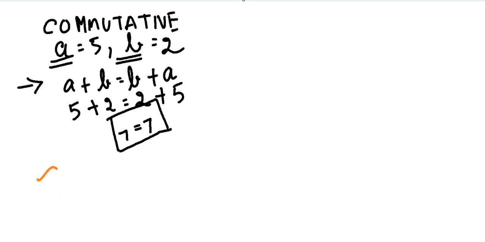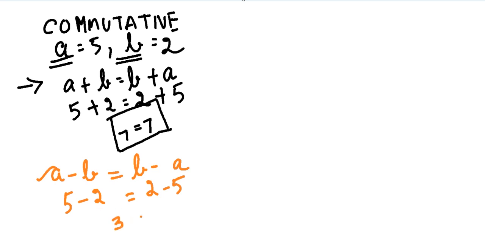Okay. Let's start with subtraction. a minus b is equivalent to b minus a. We are going to check this now. The value of a is 5. So 5 minus 2 is equal to 2 minus 5. Let's check this. Whenever you subtract two numbers, the sign which is present for the highest number, you should write that. Correct? So 5 minus 2 is 3. 2 minus 5 is also 3.